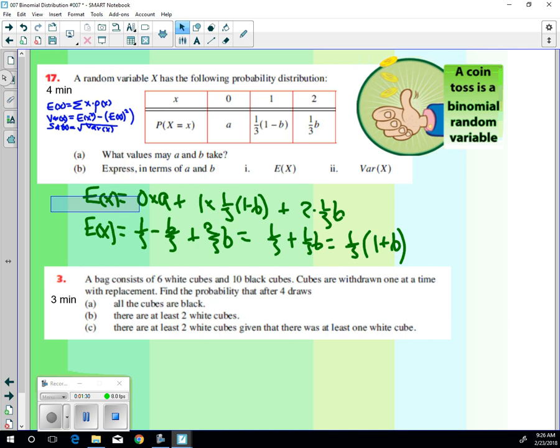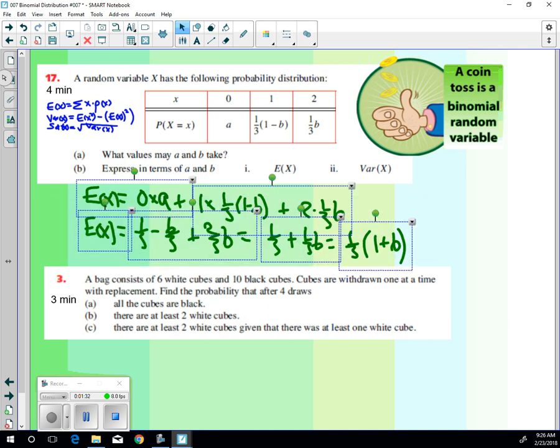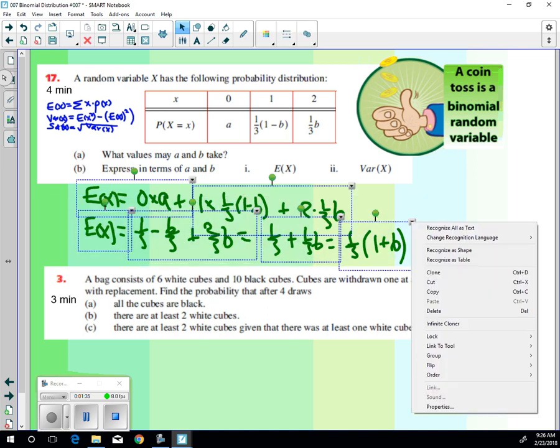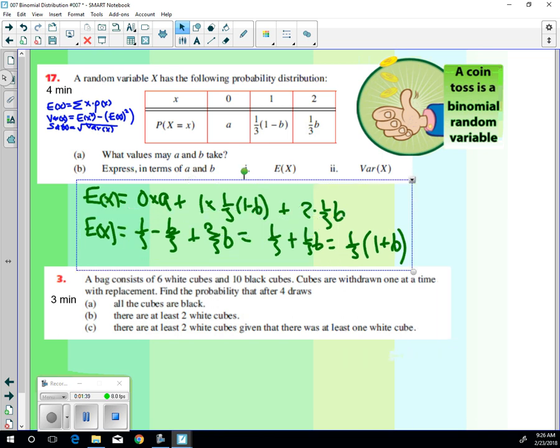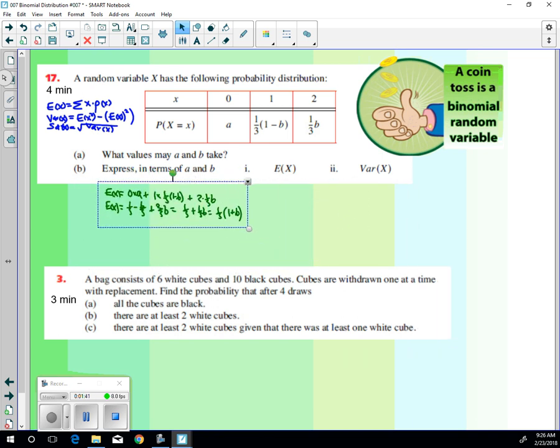You ready for the tougher one? Variance. Okay, I'm going to go. Okay, that's the expected value.